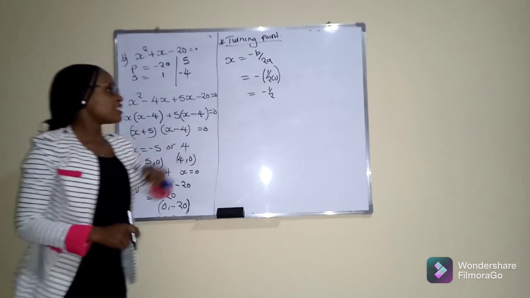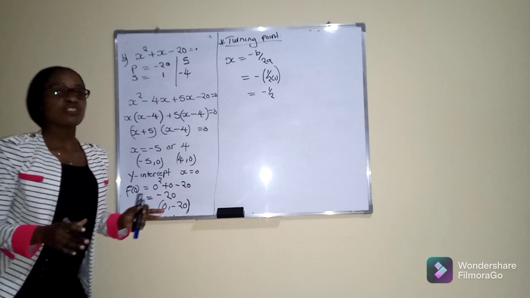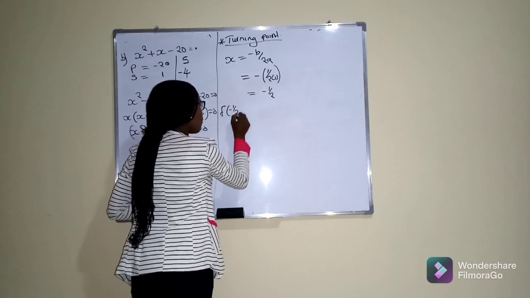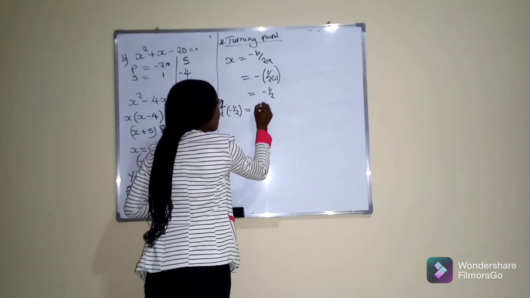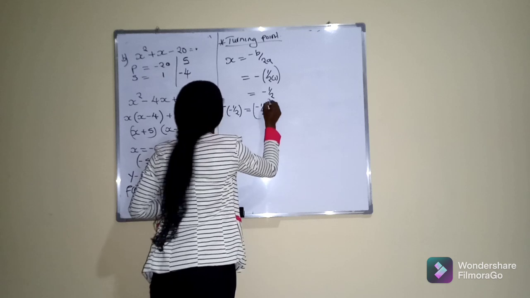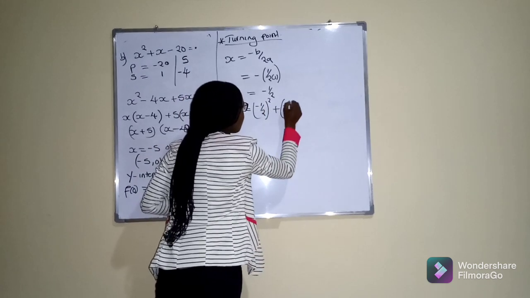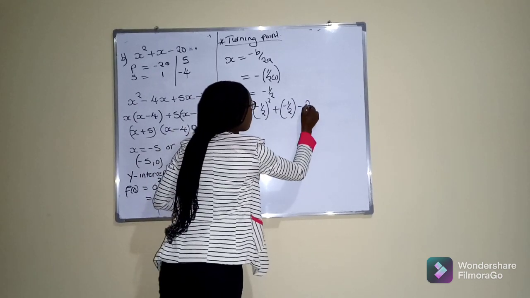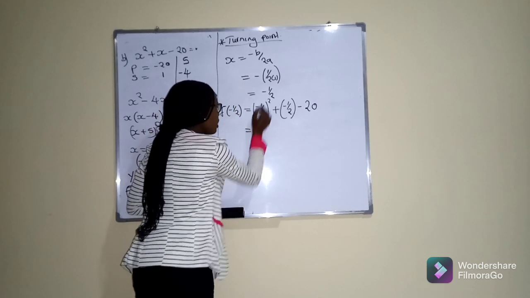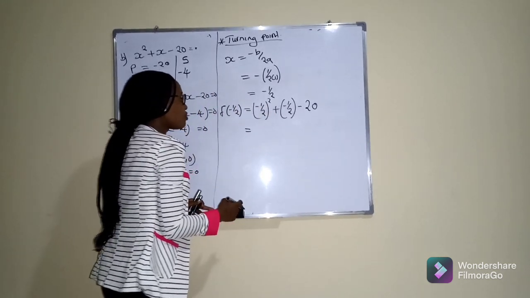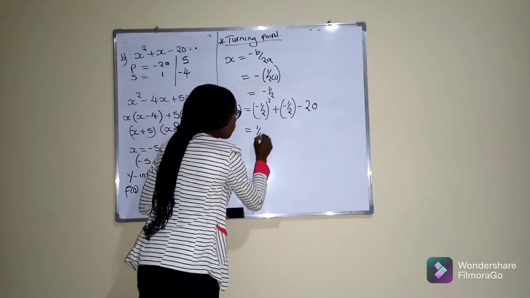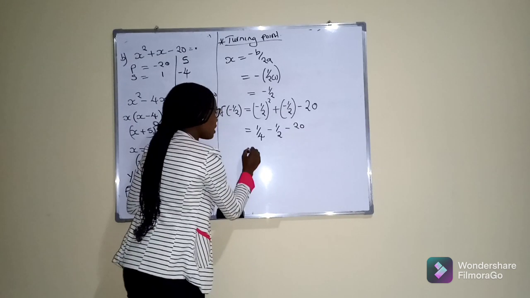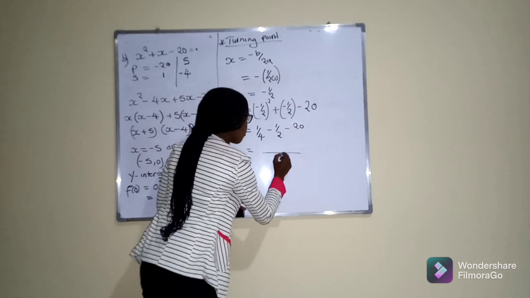Now that we found this -1 over 2, we're now supposed to substitute it in this function so that we can find f of -1 over 2, which will now be (-1 over 2) raised to the power 2 plus (-1 over 2), which is the same as us writing minus here, then minus 20. So from here, when we square -1 over 2, we are going to have 1 over 4 minus 1 over 2 minus 20. Then we find the common denominator, which is of course 4.